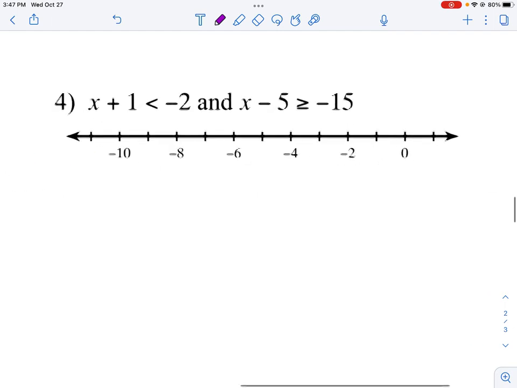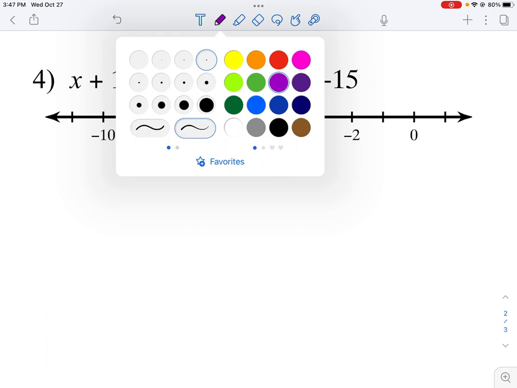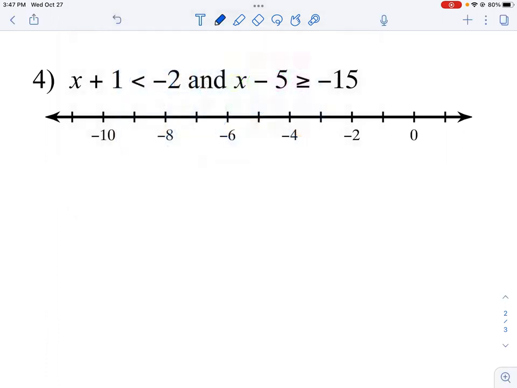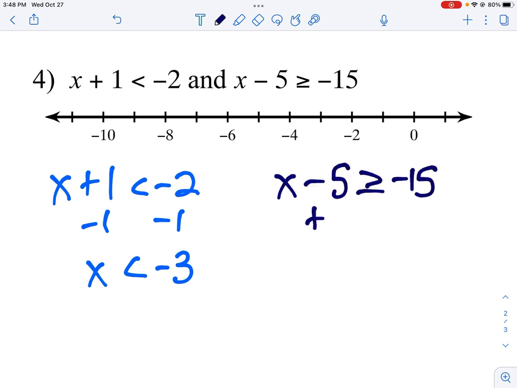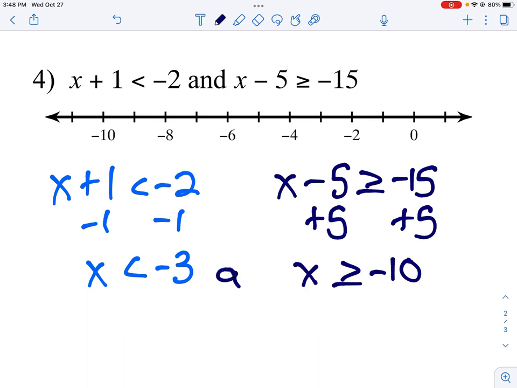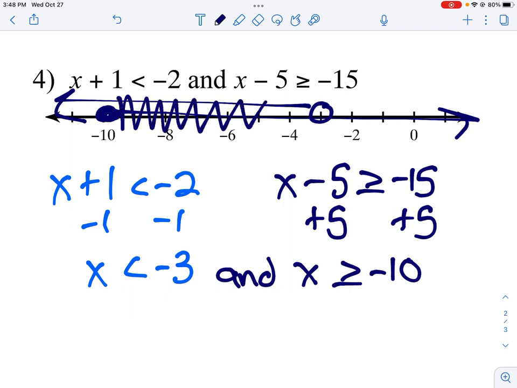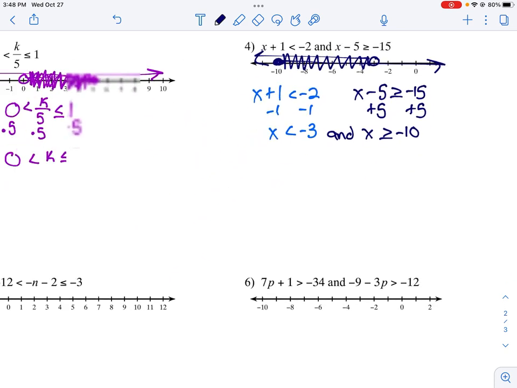All right, so go ahead and pause this video and try number 4 on your own. And then because these are separate, if they use the word "and", we're going to leave the word "and" in there. So negative 3. And there we go. So that's what your answer should look like.